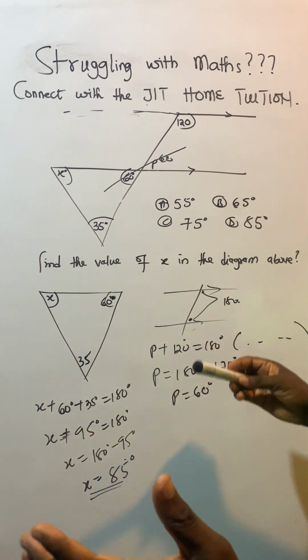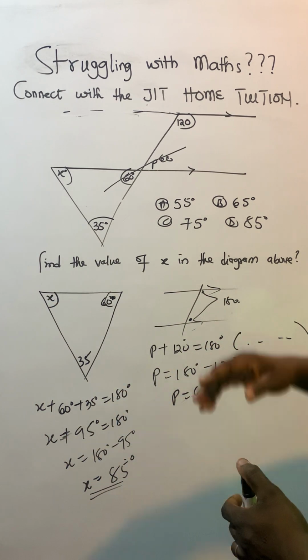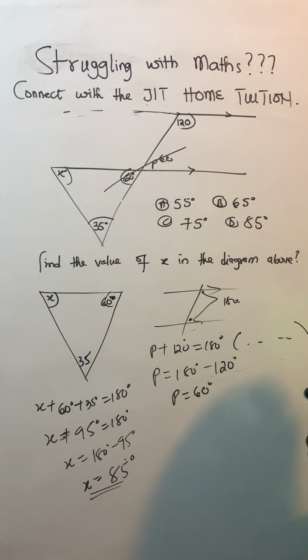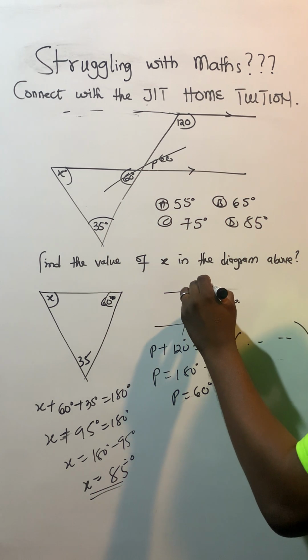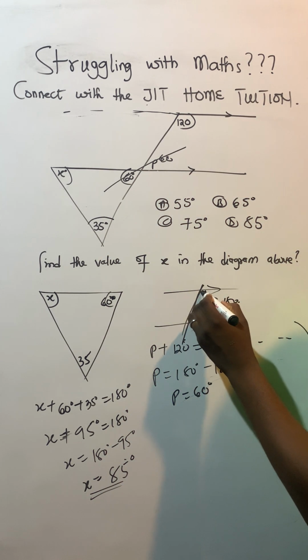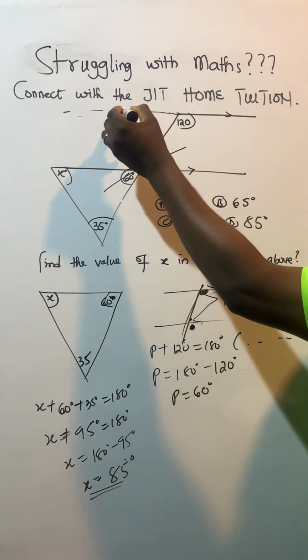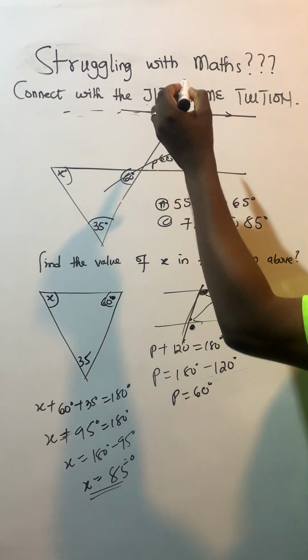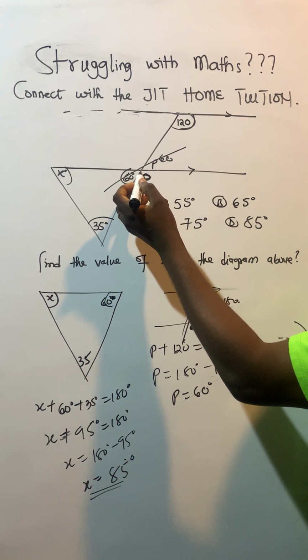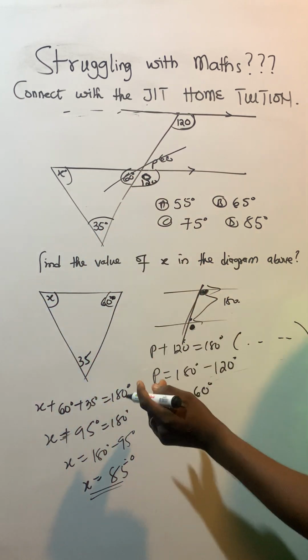Now, I want to show you another way that you can go about this. Now, we have what you call corresponding angles. What does it mean? The angle at this side, we are saying that it's equal to the angle at this side. So here, when you extend the line like this, 120 is the same as the angle at this side. So meaning that this side is 120.